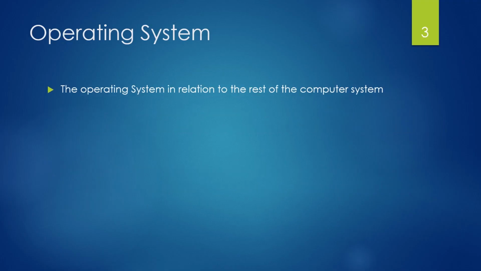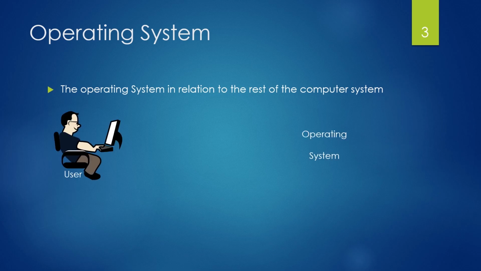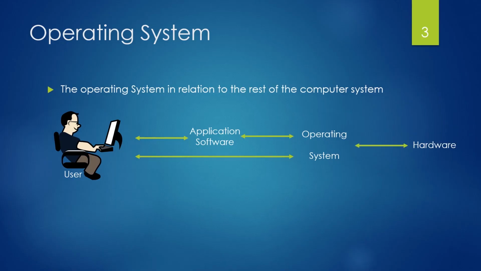So as you already know, when you use a computer, you use an operating system. So here is the user. Of course, you have the operating system. And of course, when you use an operating system, you also use application software. And for example, when you use your laptop, even your PC, you also have hardware. So the operating system makes it possible to communicate with the software and hardware that make up the computer system.